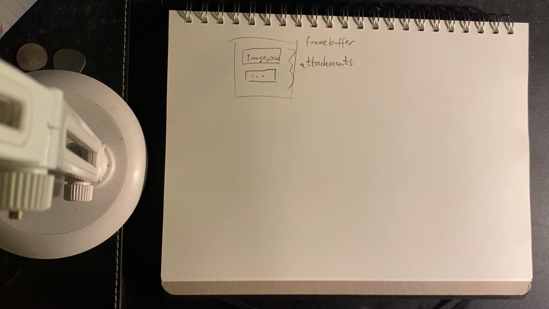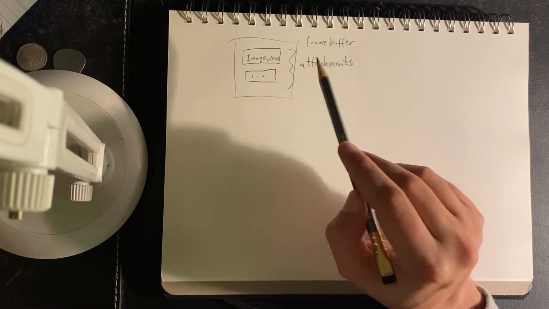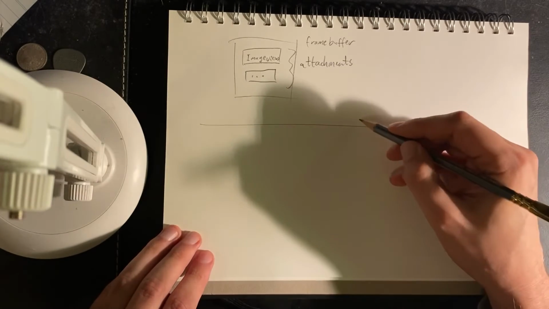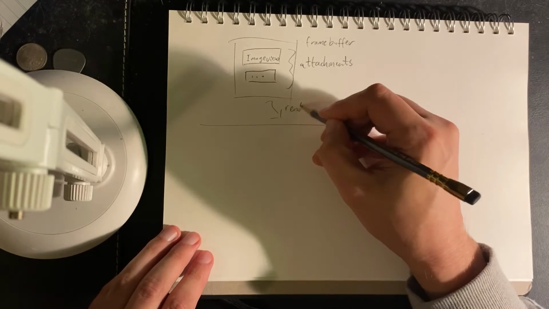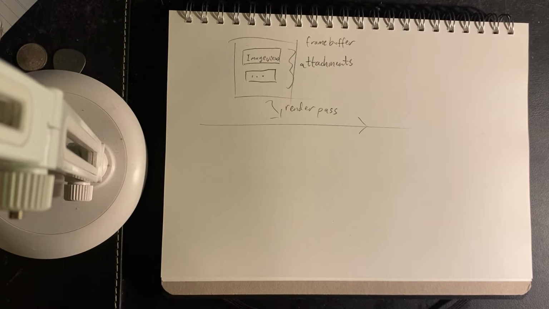Okay, so that's one thing. We'll need to create that. We'll need to know the image views, which will be the attachments, as well as the specific render pass which the frame buffer will be used with. So that's just one thing to bear in mind.